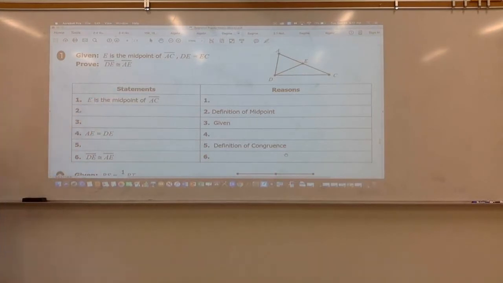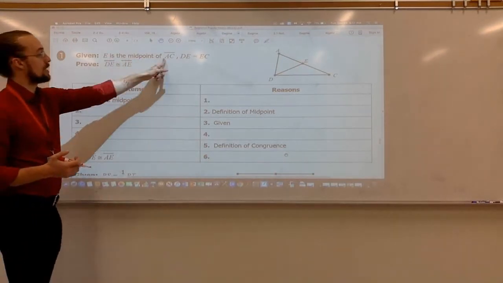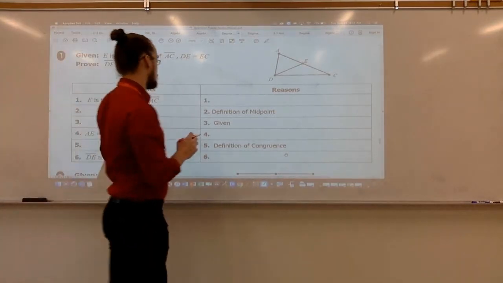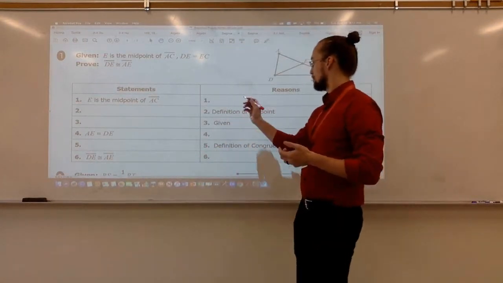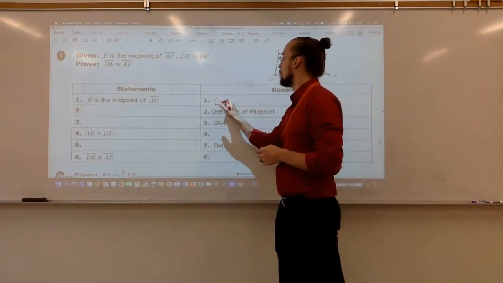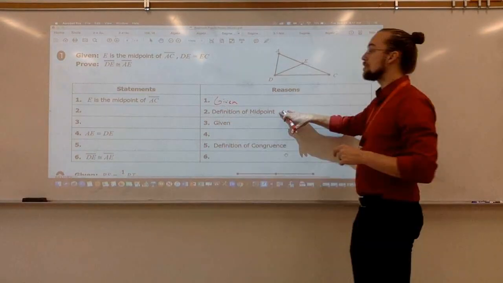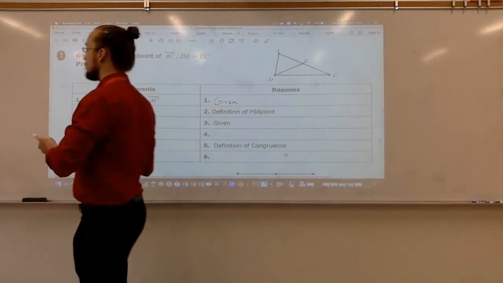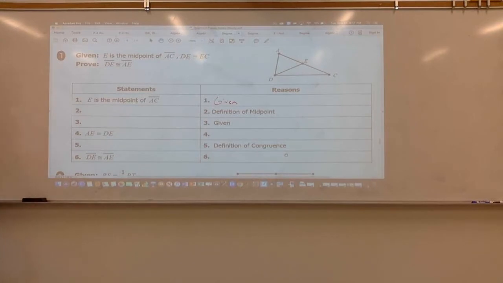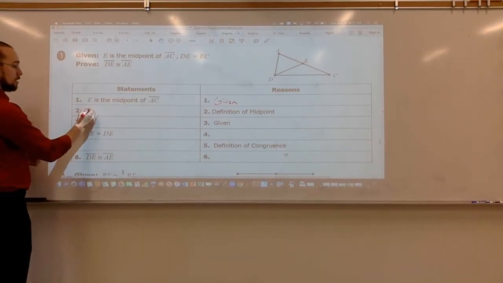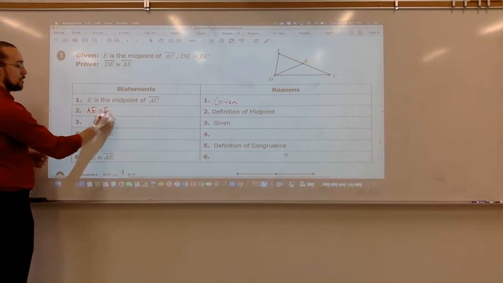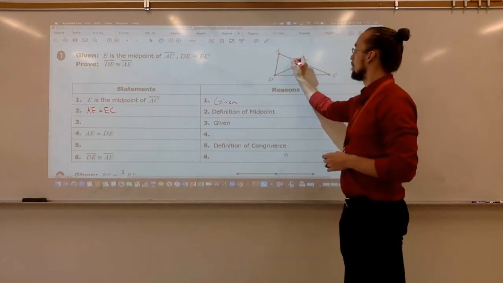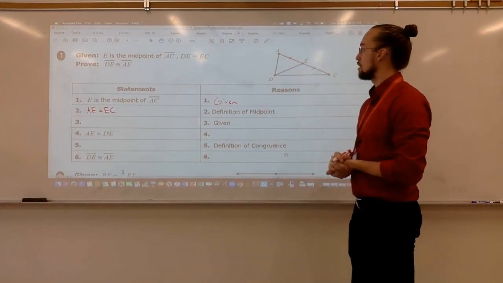Okay, so I'm given a couple of pieces of information here. I'm told E is the midpoint of AC, and DE equals EC. So the first statement is just E is the midpoint of AC. What's my reason? Well, now they tell me the reason for the second one is the definition of midpoint. So what can I conclude from this by the definition of midpoint? AE equals EC. Okay, and we should be marking this on the diagram. So AE and EC have the same length.